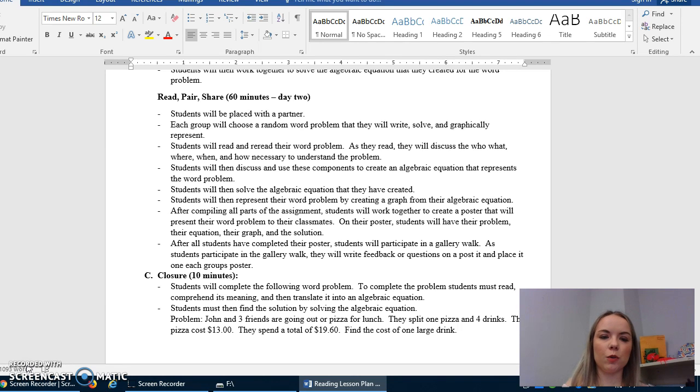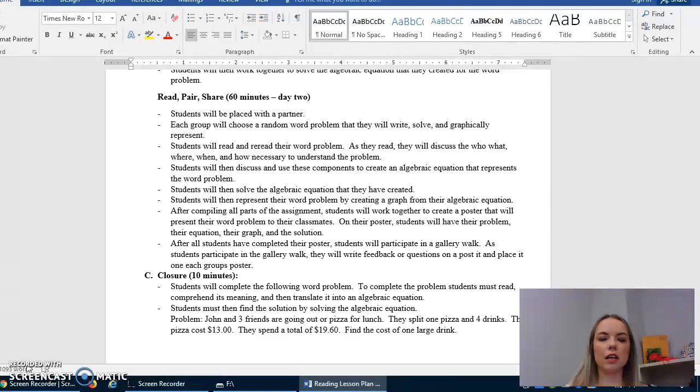To start day 2, we're going to do a read, pair, share. So students will be placed with a partner that I've chosen. Each group will choose a random word problem that they will write, solve, and graphically represent. Students will read and reread the word problem as they did the day before. They will discuss the who, what, where, when, and how necessary to understand the problem. Students will then discuss and use components to create an equation that represents the problem and then solve it.